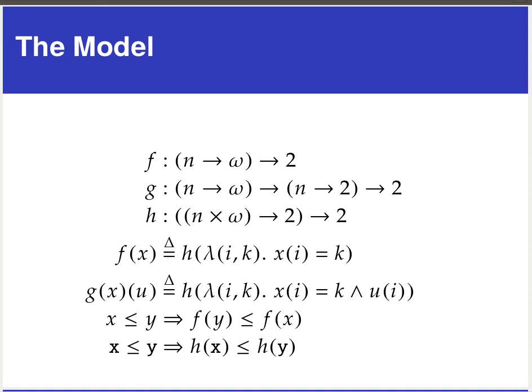So f and g are related by how they are defined in terms of some function h. We make two more assumptions. These are monotonicity assumptions. We assume that the analysis f is anti-monotonic.